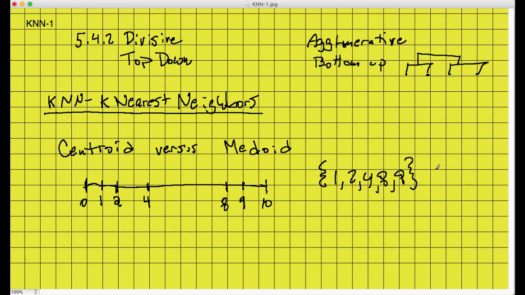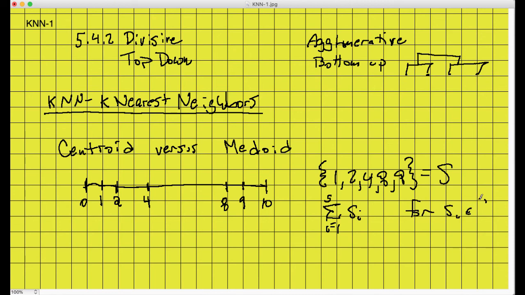Now, again, we could think of this as being a cluster. The question is what would be a nice representative name for this cluster? There are a couple of different ways that we can do this, and one is called the centroid method, and one is called the medoid. Now, the centroid is very simple. If we were to let this be a set S, we would go from i equals 1 to 5, since there are 5 elements, of S of i.